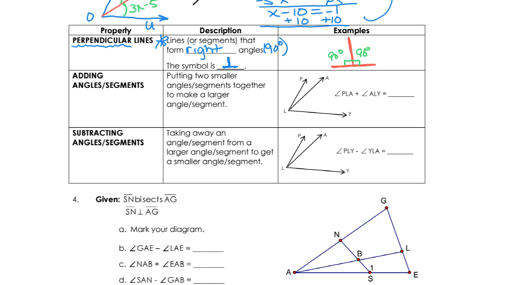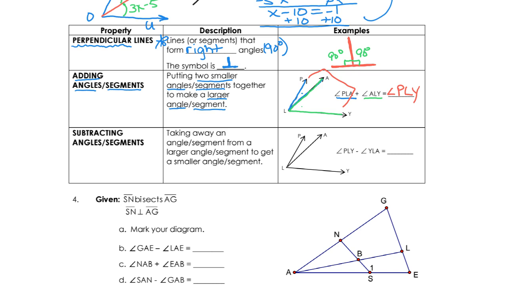All right, we got to talk about adding angles or segments. You're going to put 2 smaller angles or segments together and you make a larger angle or segment. So right here we have angle PLA. PLA is this angle here. And they're going to go ahead and add angle ALY to it, angle ALY. Well, when you put that blue angle with that green angle, you're going to get a larger angle called angle PLY. So it's kind of like part plus part equals whole.